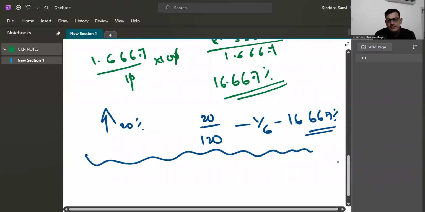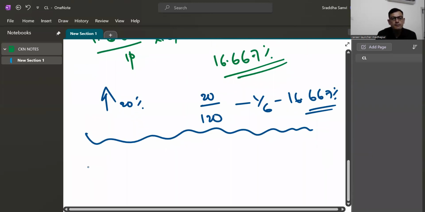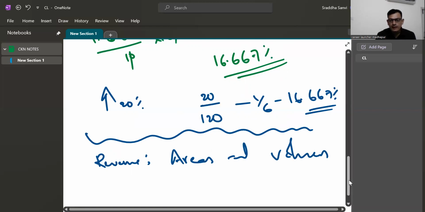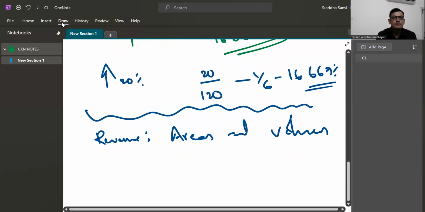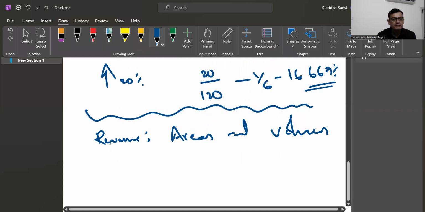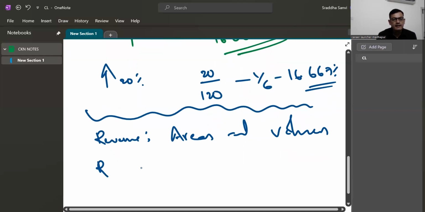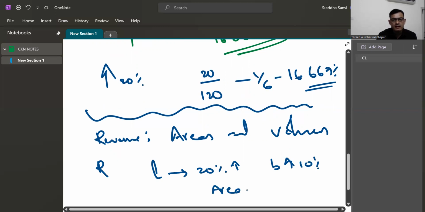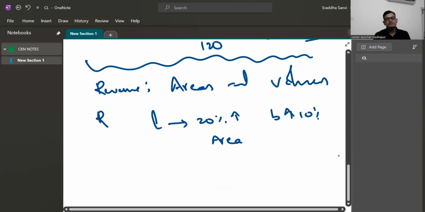Now we will try to understand how the changes of percentage are applied with respect to revenue, areas, and volumes. How do we solve the problems? Let's see. For example, we have a question. There is a rectangle. The length of the rectangle increased by 20%. The breadth increased by 10%. Find the effect in area.